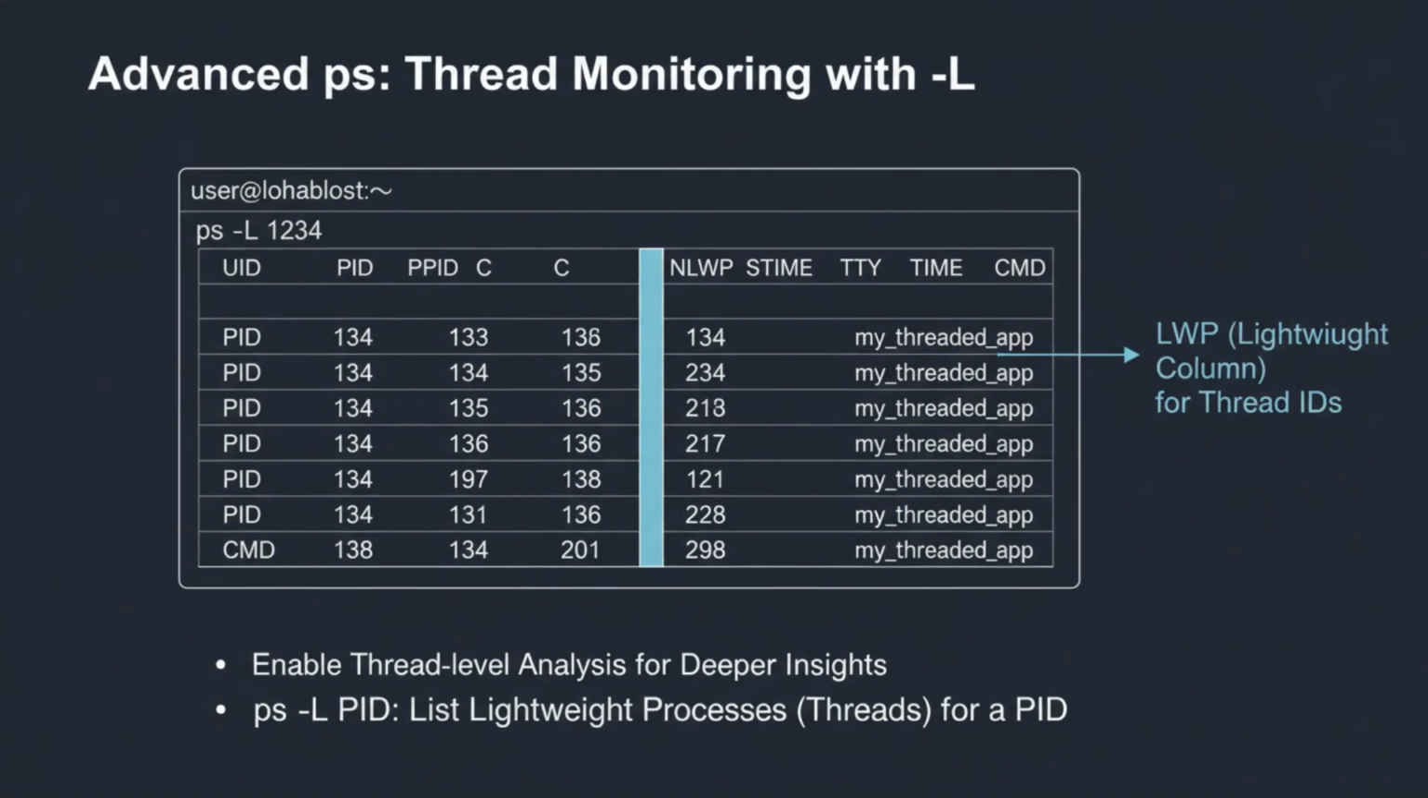For modern multi-threaded applications, understanding process threads is crucial. ps can help us here with the -L option. When you run ps -L -p PID, replacing PID with the process ID of a multi-threaded application, ps will list all individual LWPs, or lightweight processes, or threads, associated with that parent process. Each thread will have its own LWP ID, allowing for thread-level analysis. This level of detail is essential for diagnosing issues within highly concurrent applications, where a single process might be struggling due to one problematic thread. This offers deeper insights into how your applications are utilizing system resources at a very granular level, far beyond a simple process view.